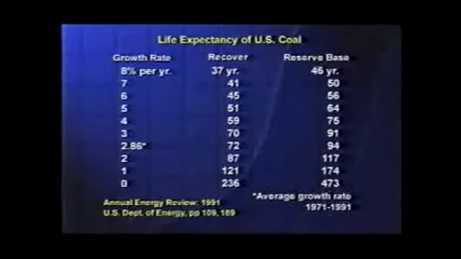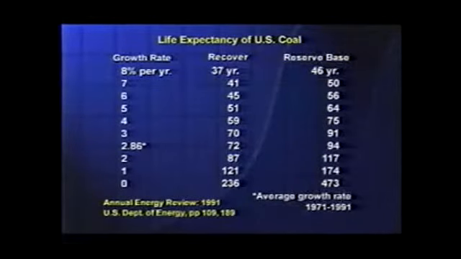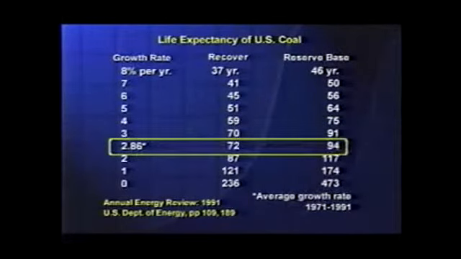But look what we get when we plug in steady growth. Back in the 1970s, we had a national goal of achieving 8% per year growth rate in coal production in the United States. If that could be achieved and continued, coal would last between 37 and 46 years. President Carter cut that goal roughly in half, hoping to reach 4% per year. If that could continue, coal would last between 59 and 75 years. Here's that 2.86 that we just saw, the average for a recent 20-year period. If that could continue, coal would run out between 72 and 94 years. That's within the life expectancy of children born today.